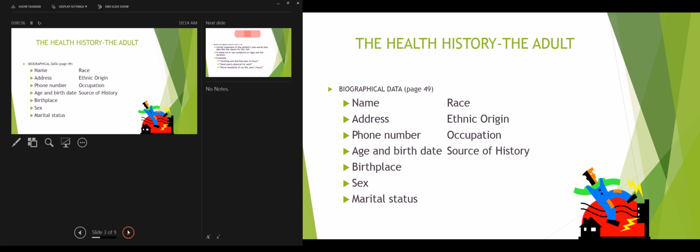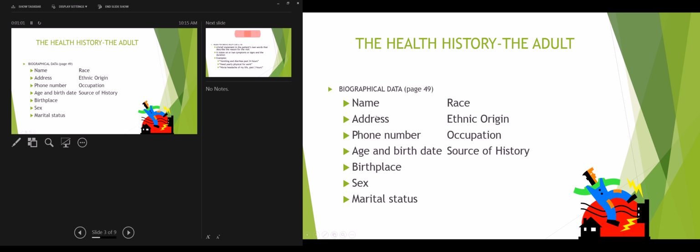When we're talking about the complete health history, the first section that you start out with, and you do have to do this on someone 18 years or older, is the biographical data on page 49. And it tells you exactly what to include in the biographical data, as does this slide. So if you leave off one of these things, I will count off.